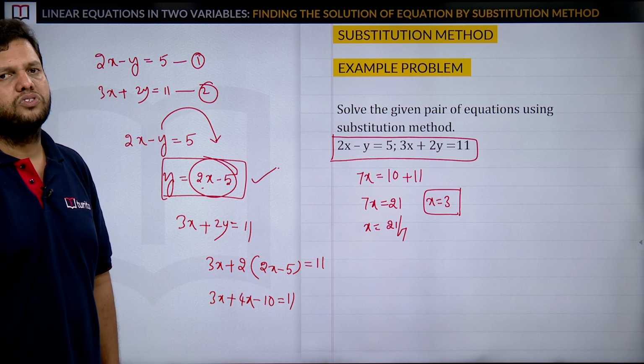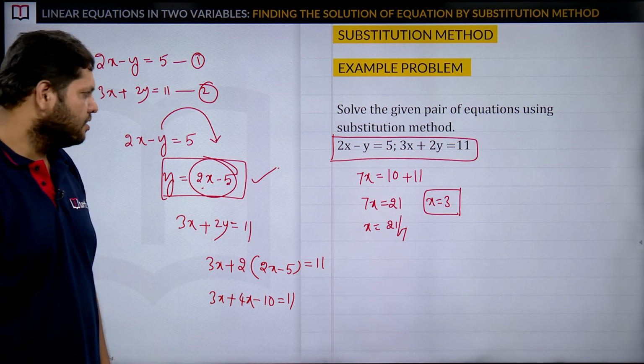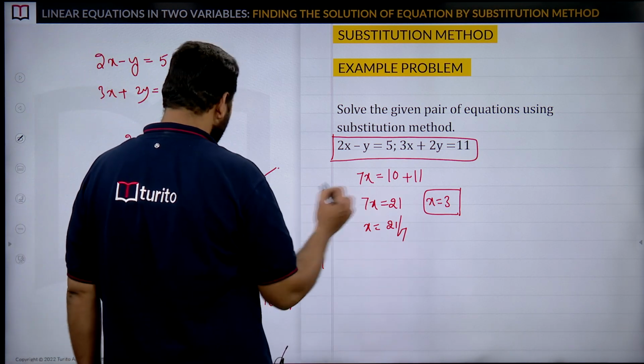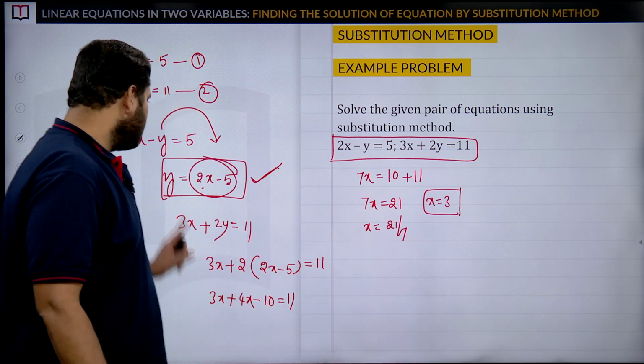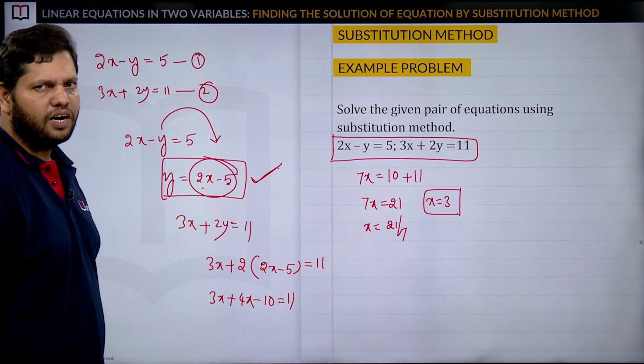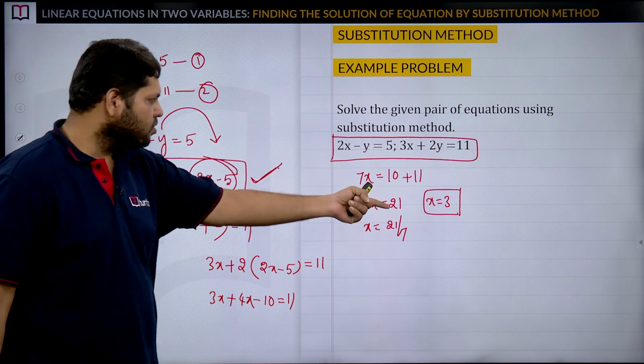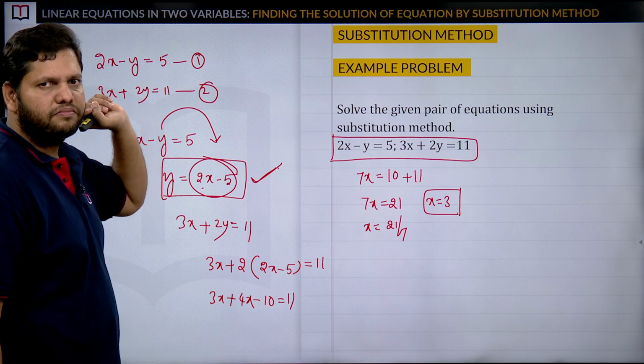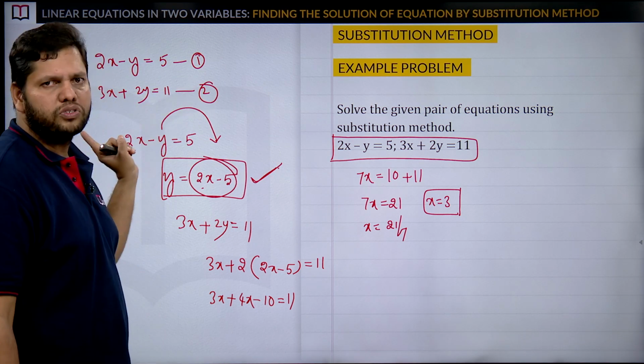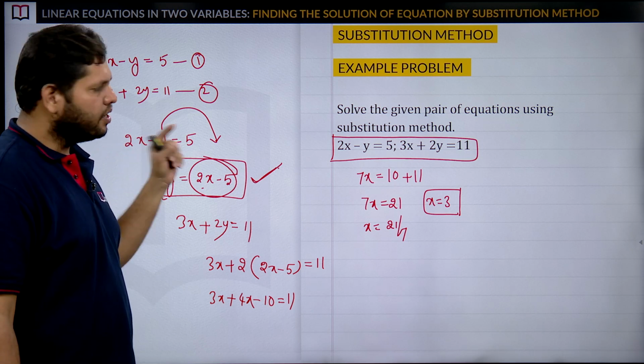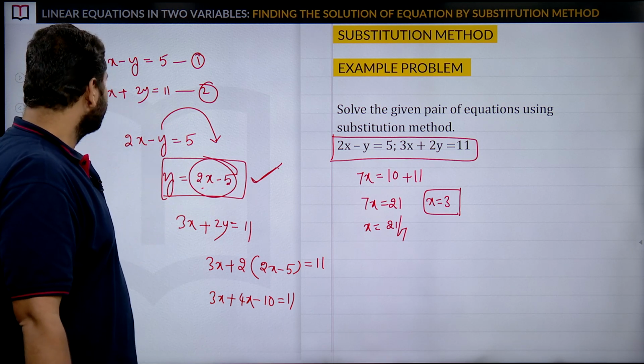Okay. Children, we got x is equal to 3. Then do one thing, children. Take this x is equal to 3 and substitute here, y is equal to 2x minus 5. Otherwise, take x is equal to 3 and substitute in equation 1, or you can substitute in equation 2 also. Not an issue, children. You can substitute the value in any one of the equations to get the y value.